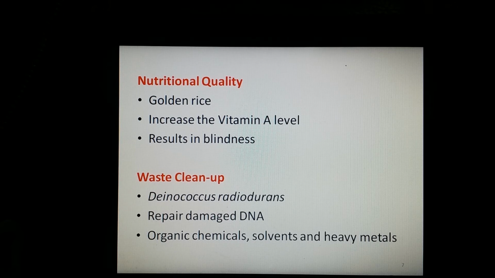This is because it has additional copies of its genome. Genes from other bacteria have also been inserted into Deinococcus radiodurans for environmental cleanup, and it was used to break down organic chemicals, solvents and heavy metals in radioactive waste sites.